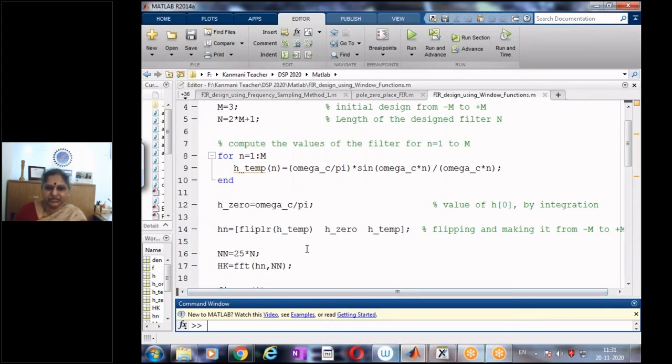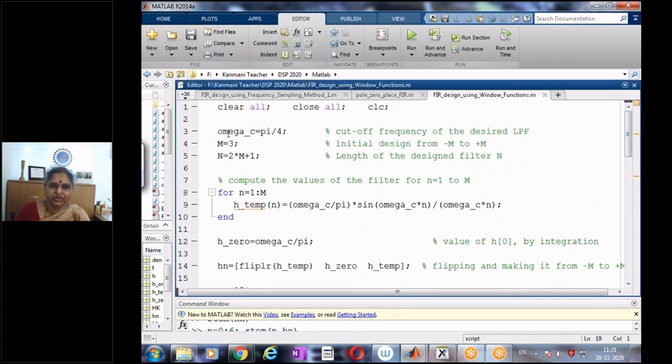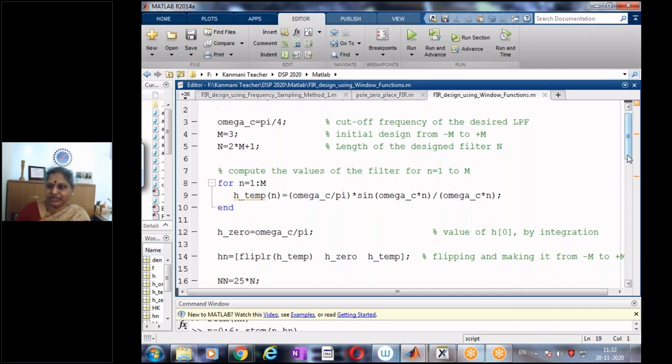Here, instead of working on the command window, I have typed in the same code. See, omega, my cutoff frequency, was pi by 4. And then I've set my m equal to 3 and my n is 2m plus 1. I'm computing my coefficients for 1 to m. By integration, I got the value as omega c by pi, sinc of n omega c. So that is sine n omega c by omega c n. My h of 0, and then I get my h n as flipped. So I flip it, and then I have a center value and then this. So this is what I have.